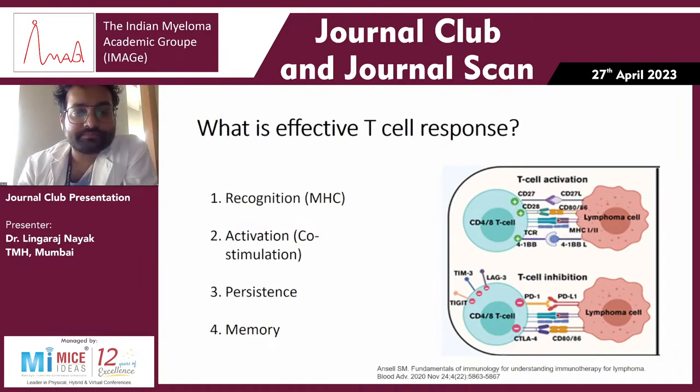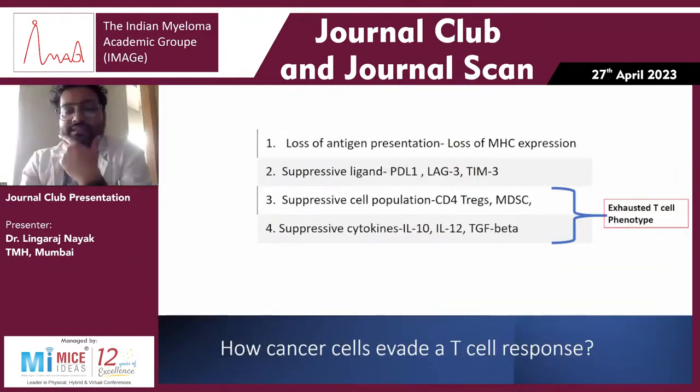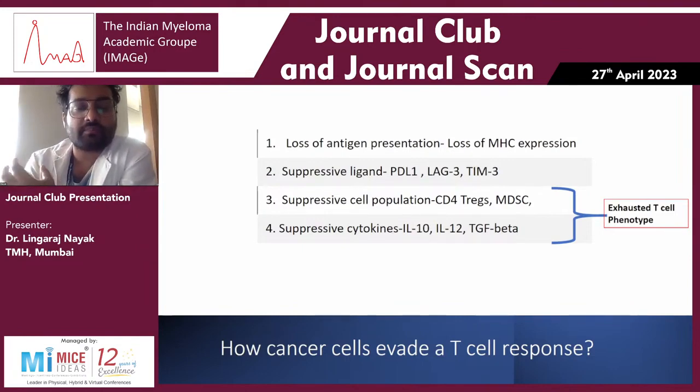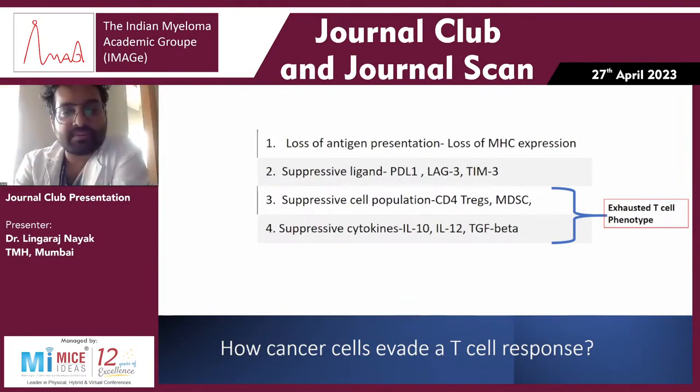Next slide, please. Yeah, so how does cancer evade this T cell response? So there are basically four different mechanisms. First is when there is loss of antigen presentation, mostly because of loss of MHC expression. And there are three different kinds of suppressive signals that somehow suppress the T cell functioning. That can be either a suppressive ligand in the form of PD-L1, LAG3, and TIM3, or suppressive cell populations in the tumor microenvironment, that is Tregs or MDSCs, or suppressive cytokines that are released from the monocyte macrophage system, that is IL-10, IL-12, or TGF-beta. And this leads to something called an exhausted T cell phenotype. Next slide, please.